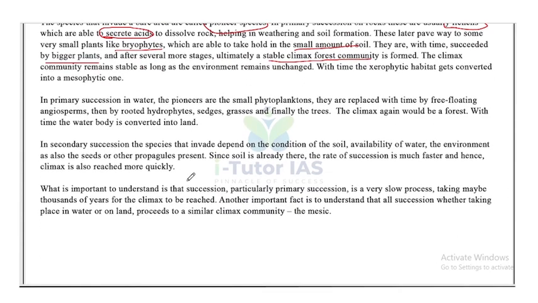In primary succession in water, the pioneer species are small phytoplankton. So phytoplankton are the pioneer species in water. So we know what phytoplankton are, we have seen this before. Yes, the phytoplankton is a producer in the aquatic ecosystem. They are replaced with time by free floating angiosperms. They are then rooted by hydrophytes, sedges, grasses, and finally the trees. The climax again would be a forest. With time, the water body is converted into land.